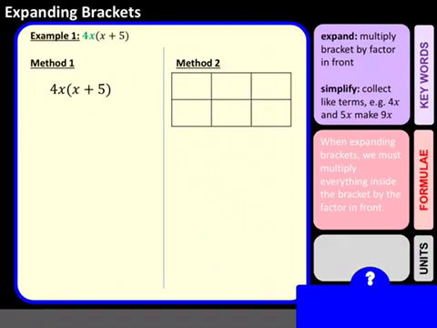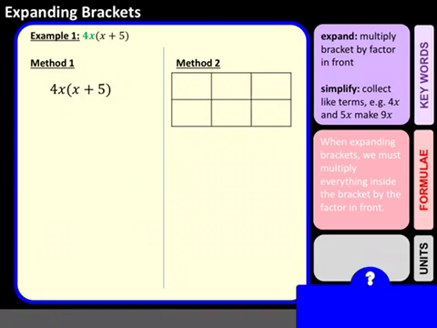So this is us expanding brackets. I'm going to show you two different methods for each example. The first one is the sort of more traditional method, and the second one involves using a multiplication grid, so it gives us a full understanding of what we're actually doing, multiplying things out together.